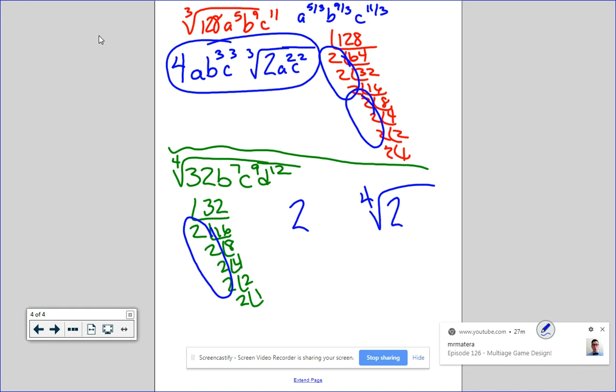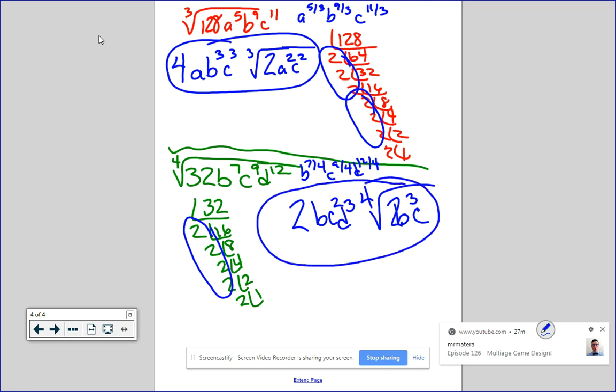Okay? So now our powers, we have b to the 7/4, c to the 9/4, d to the 12/4. So 7/4 goes in evenly how many times? Once. What's the remainder? 3. C goes in evenly twice, with the remainder of 1. D goes in evenly 3 times. So your answer: 2b, c to the 2nd, d to the 3rd, times the 4th root of 2b to the 3rd, c. It sounds complicated when you say it, but hopefully breaking it down, it's not that bad.